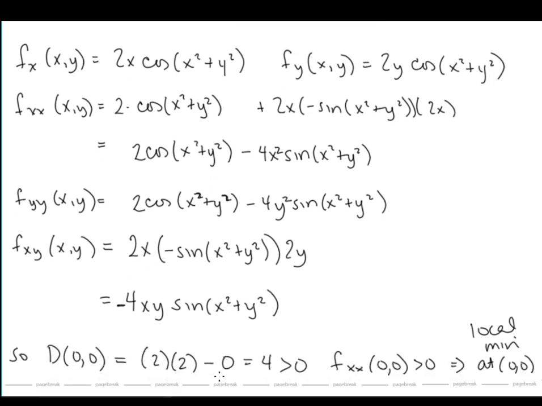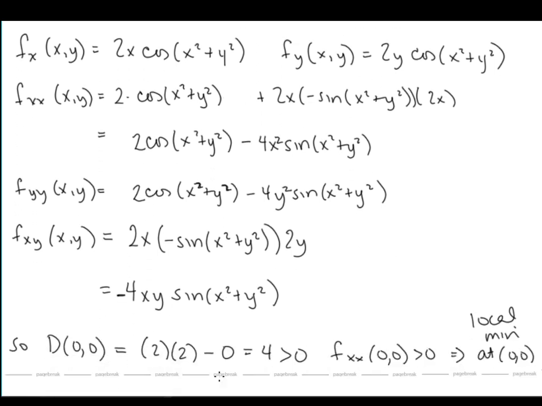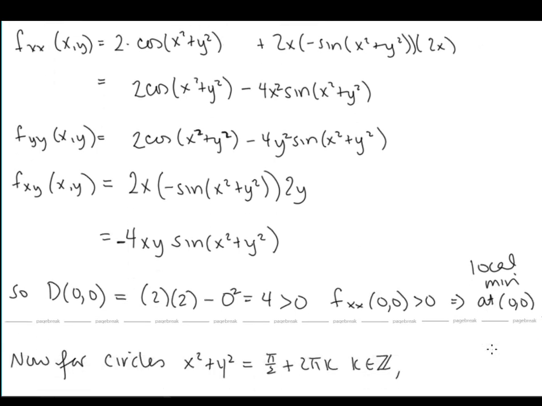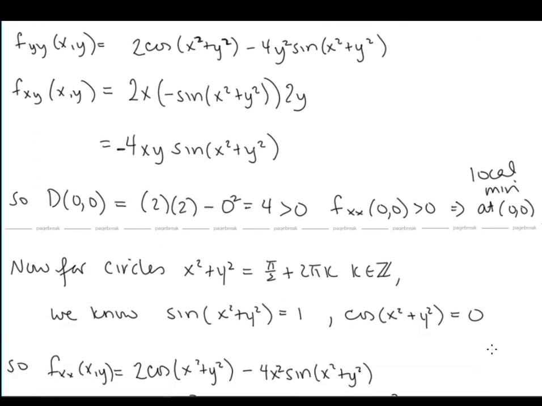Now let's take a look at what's happening at 0, 0. At 0, 0, we get 2 times 1 minus 0, 2 times 1 minus 0, so that's 2 times 2. And here we get 0 for our mixed partial, so that's 2 times 2 minus 0 squared, so that's 4, which is positive. Second x partial is positive, so that tells us we have a local minimum at 0, 0. But what's going to be happening at the other points?